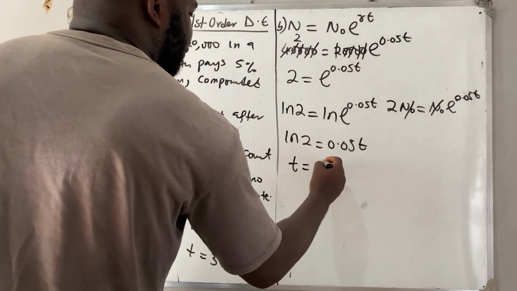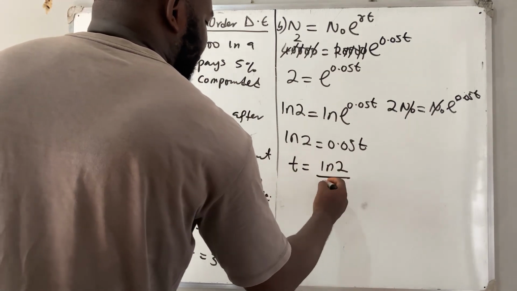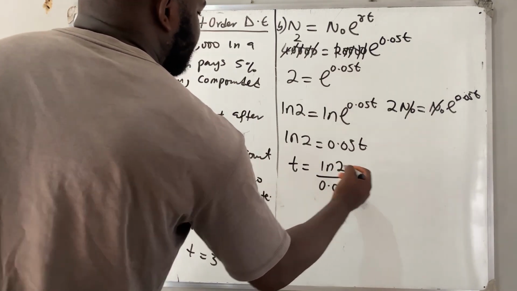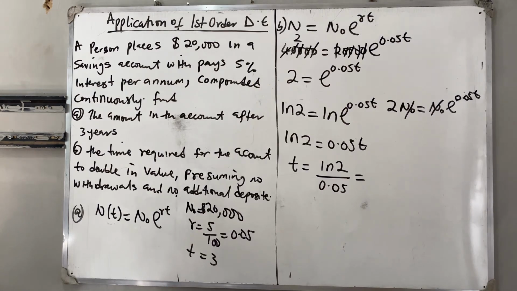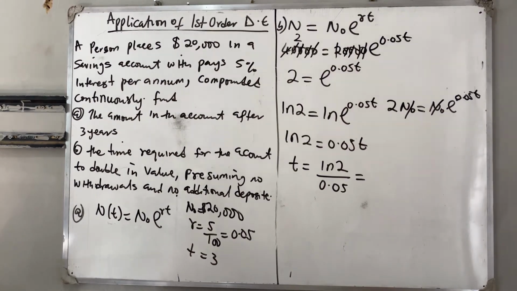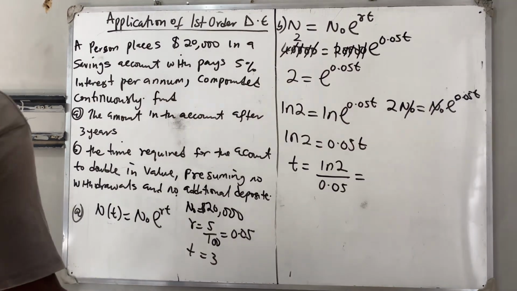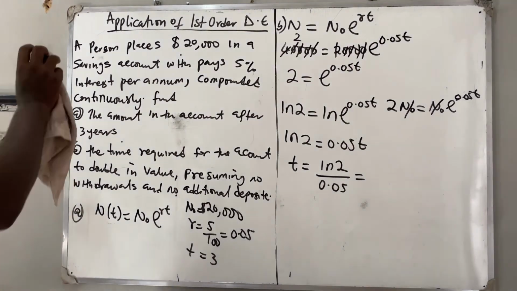So the t I'm looking for will now be ln 2 divided by 0.05. So that is the time. So press it in your calculator and tell me what you think the answer will be in the comment section. So how many years did you get? In how many years will it double? So that is the first question. So we go to the second question.